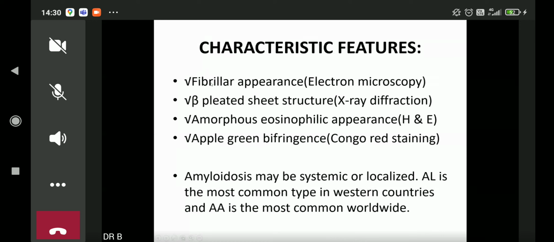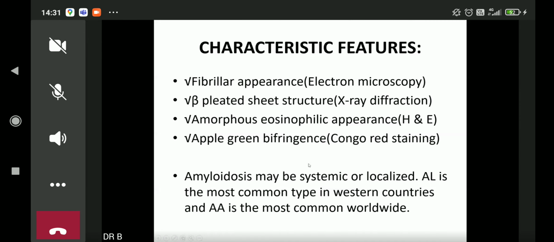Features that are seen on electron microscopy, it will give a fibrillar appearance. On X-ray diffraction, it gives a cross beta pleated sheet. On H&E, it will give an amorphous eosinophilic appearance. On Congo red staining, it will give apple-green birefringence. The amyloidosis may be systemic or localized. AL is the most common type in Western countries, and AA is the most common type worldwide. And that concludes my lecture.